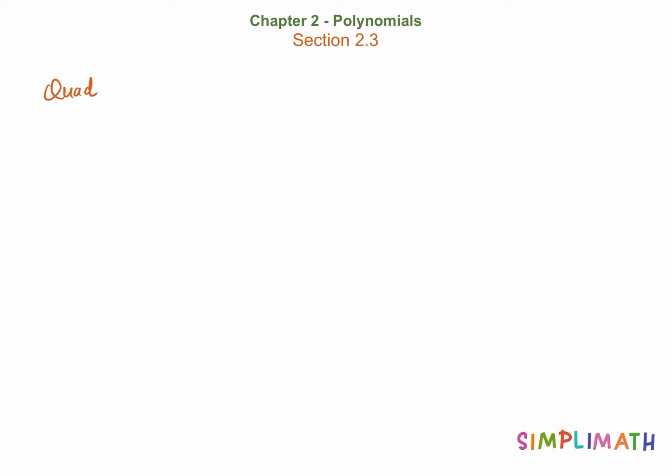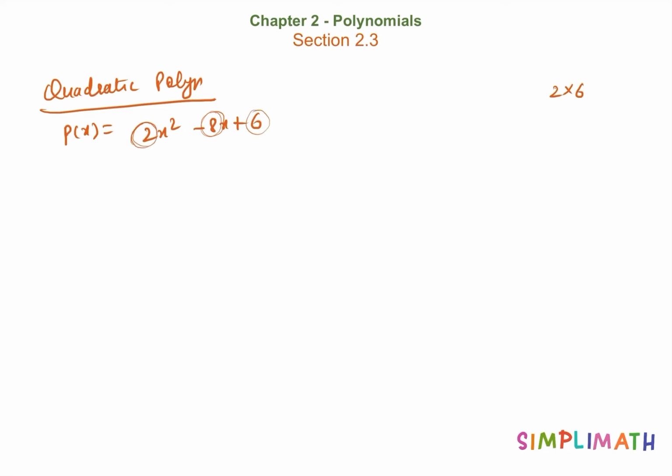Now let us come to the quadratic polynomials. We know that a quadratic polynomial is a polynomial of degree 2. Now let us understand with the help of examples first, and then we will generalize. Now let p of x equal 2x square minus 8x plus 6. Now we will try to make factors of this polynomial by splitting the middle term. We have already studied in class 9 how to split the term. So we will multiply the coefficient of x square and the constant term. So 2 into 6 we get 12.